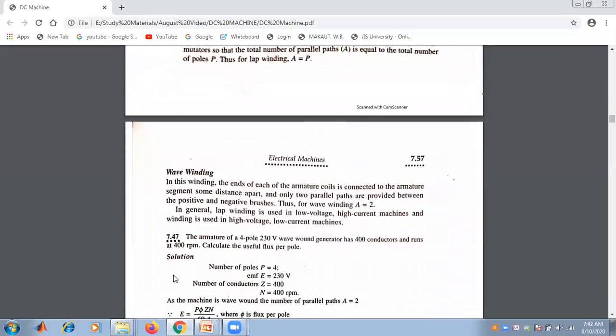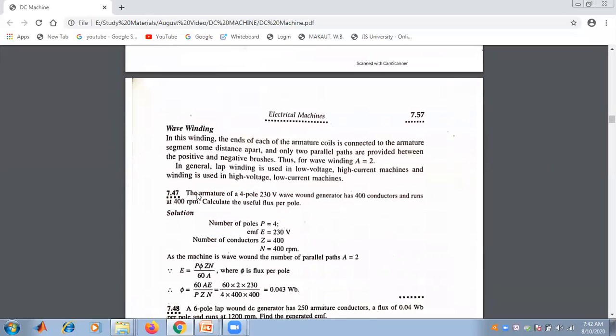Wave winding. In this winding, the ends of each armature coil are connected to armature segments some distance apart, and only 2 parallel paths are provided between the positive and the negative brushes. Thus for the wave winding, A equal to 2. In general, the lap winding is used in low voltage, high current machines, and wave winding is used in high voltage, low current machines.